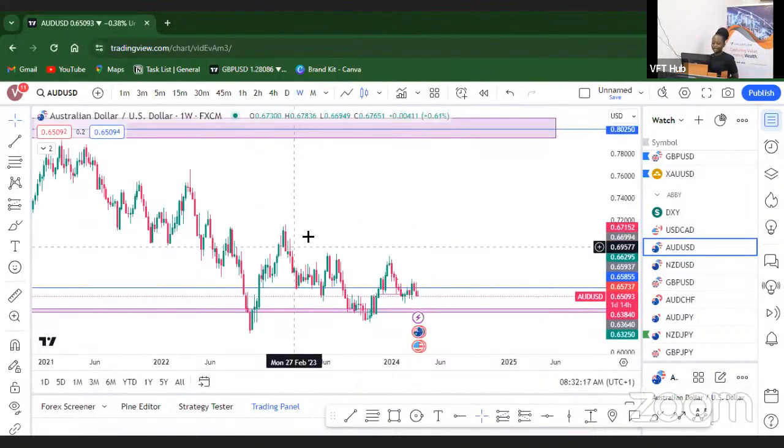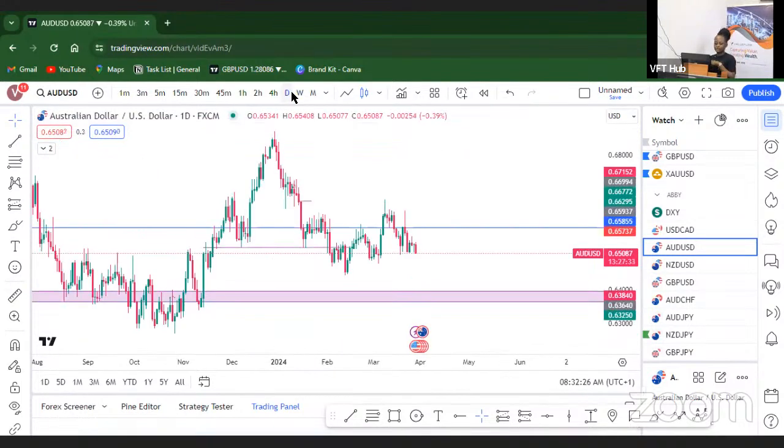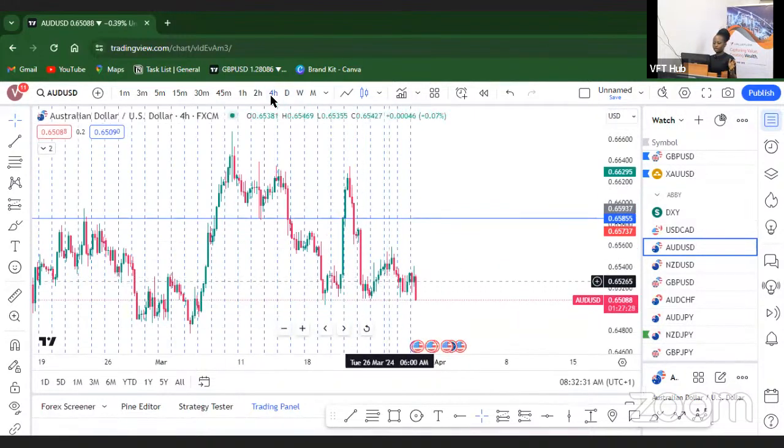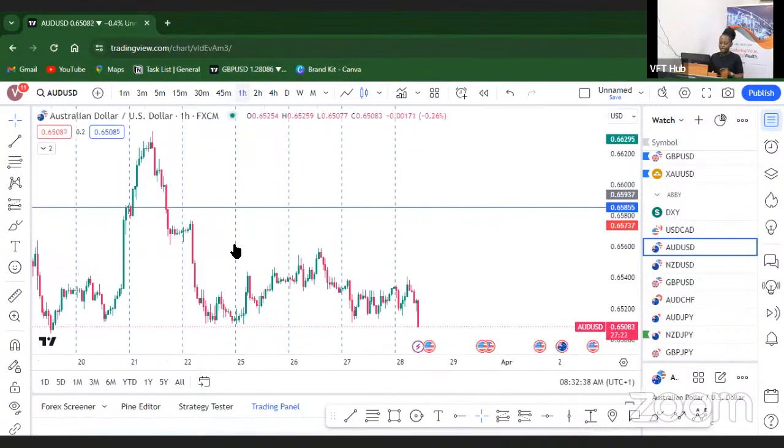For those of you who joined our Tuesday session, you know that not much has really changed. Our weekly time frame is still bearish. Our daily time frame is still bearish. The four-hour is also bearish. Now, for those who joined that session, remember we're looking to sell AUD USD.